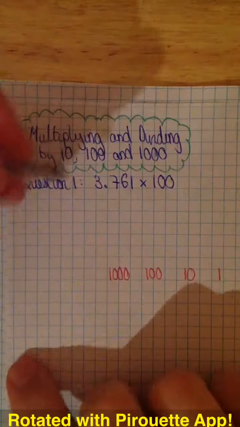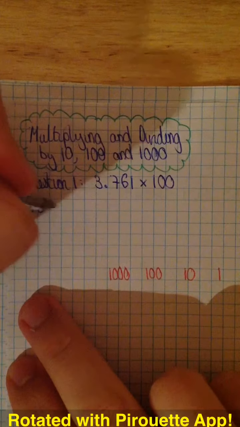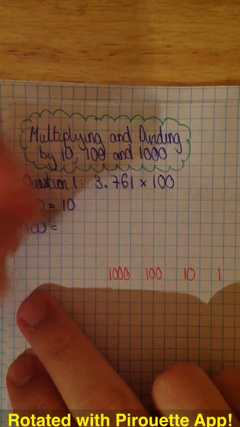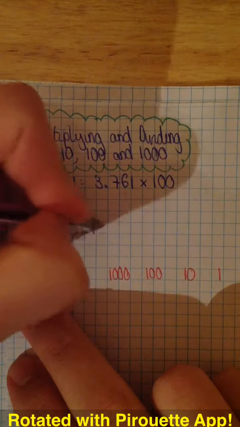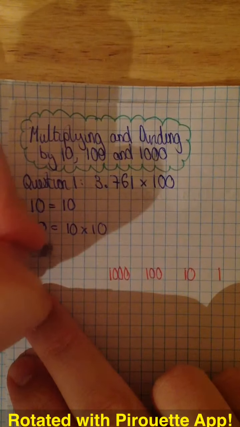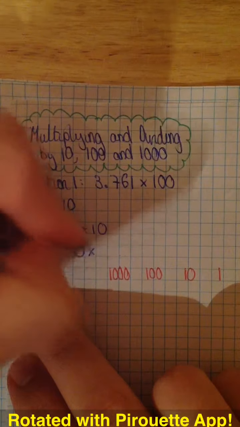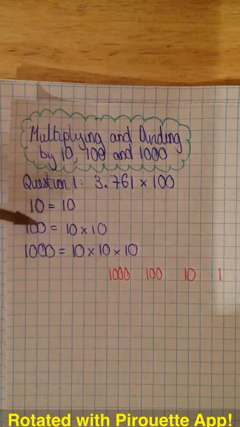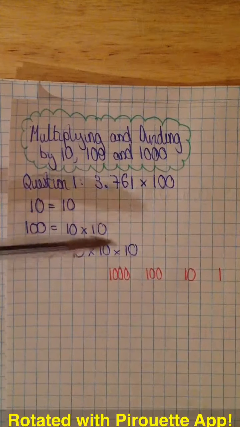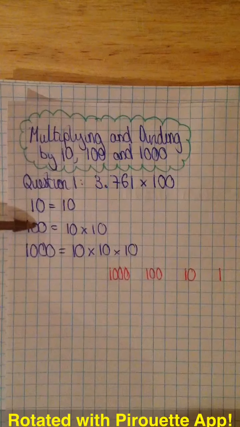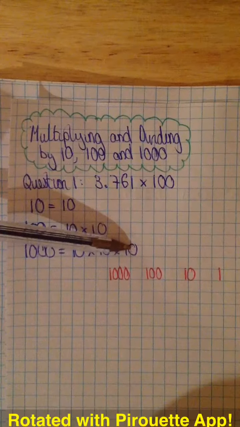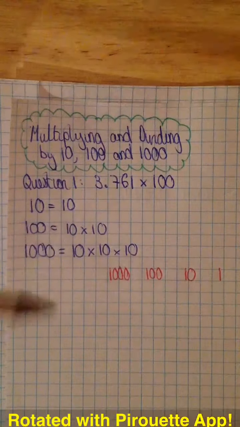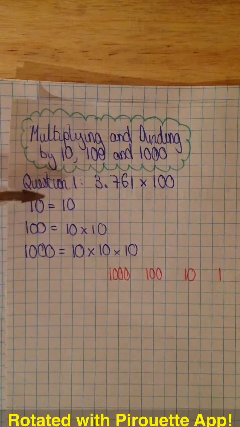The first thing to notice is that 10 is equal to 10. This is very obvious. 100 is equal to 10 times 10, and 1000 is equal to 10 times 10 times 10. Now these things are all very obvious, you'll know these already, but it's going to turn out that being able to write factors of 10 in terms of the number of 10s we've got, so in this case 1000 is 10 times 10 times 10, or 10 cubed, is going to be very, very important and very, very helpful for doing the questions that I've got arranged.